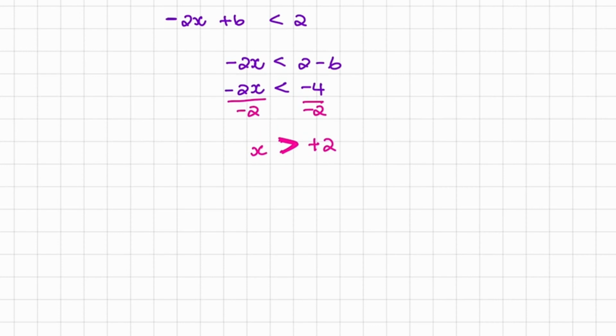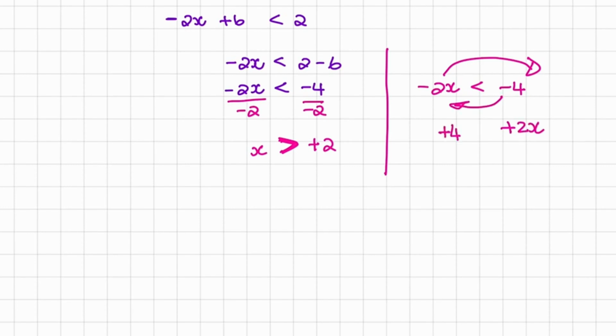Now let me show you why that happens. So if we had negative 2x smaller than negative 4, and we move the negative 2x to the right-hand side, it will become plus 2x. And if we move the negative 4 to the left-hand side, it will become plus 4. And notice now the direction of the inequality hasn't changed because we simply moved the negative 2x to the right and the negative 4 to the left. And you're allowed to do that without changing the inequality.